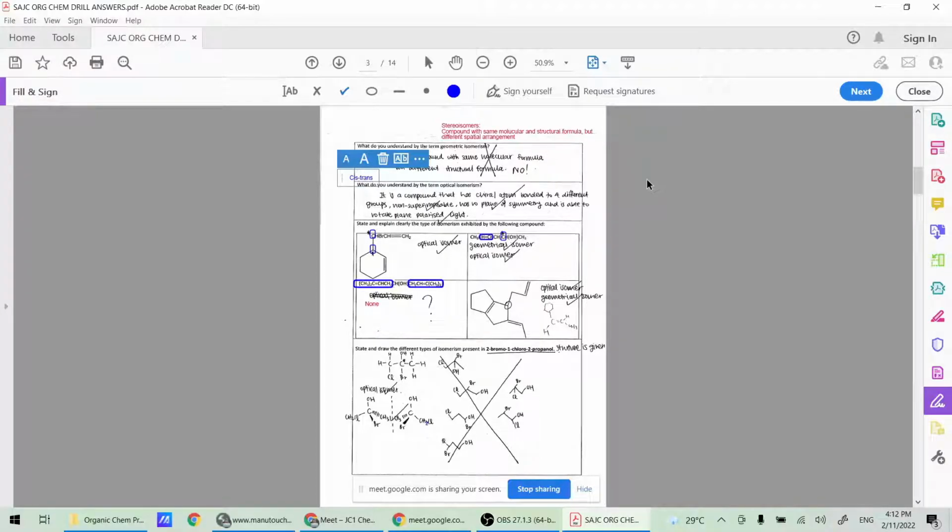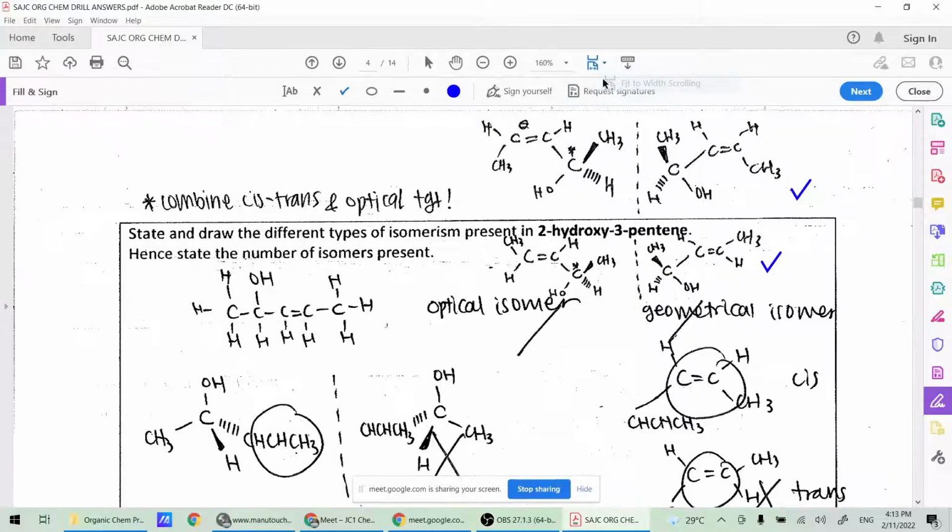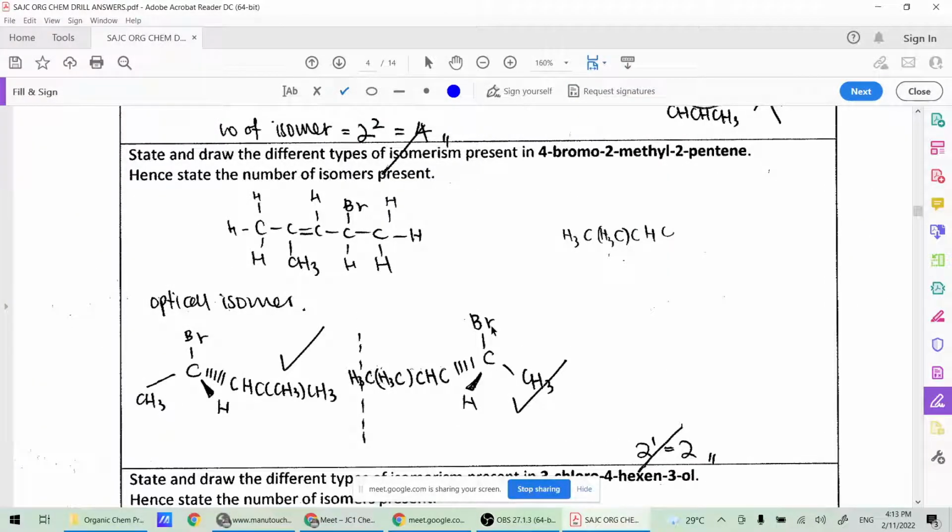Cis-trans isomerism arises when rotation about a double bond is restricted. Actually, it doesn't have to be a double bond. Sometimes you have compounds that have triple bonds, but they also have restricted rotation, so then they might also have cis-trans isomerism. All right. Okay, next one.